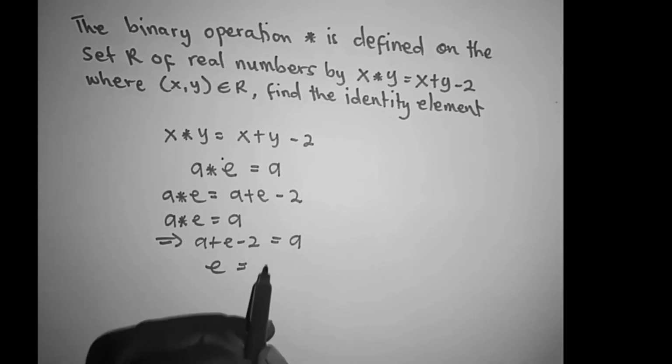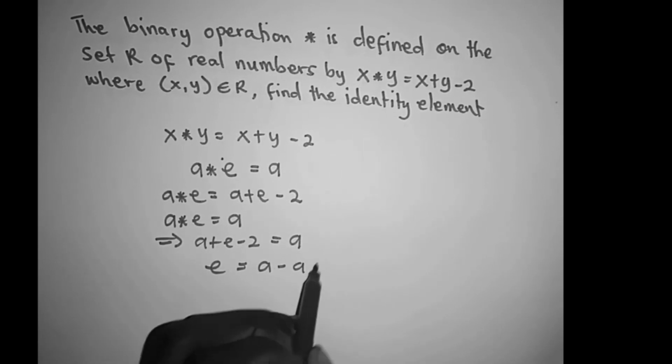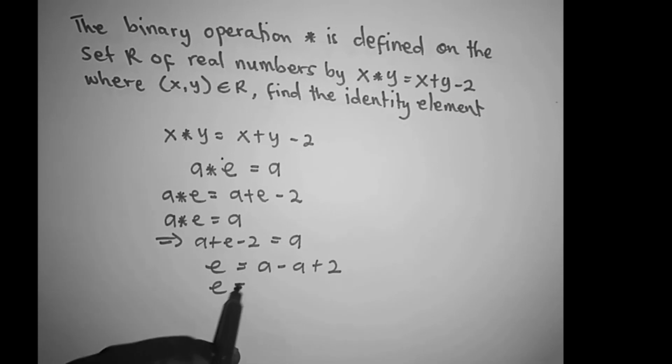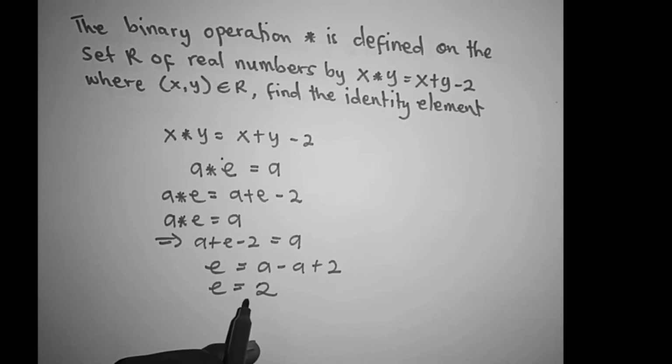E equals A minus A plus 2. A minus A is 0. So this means that E equals 2, and therefore, the identity element under this operation is 2.